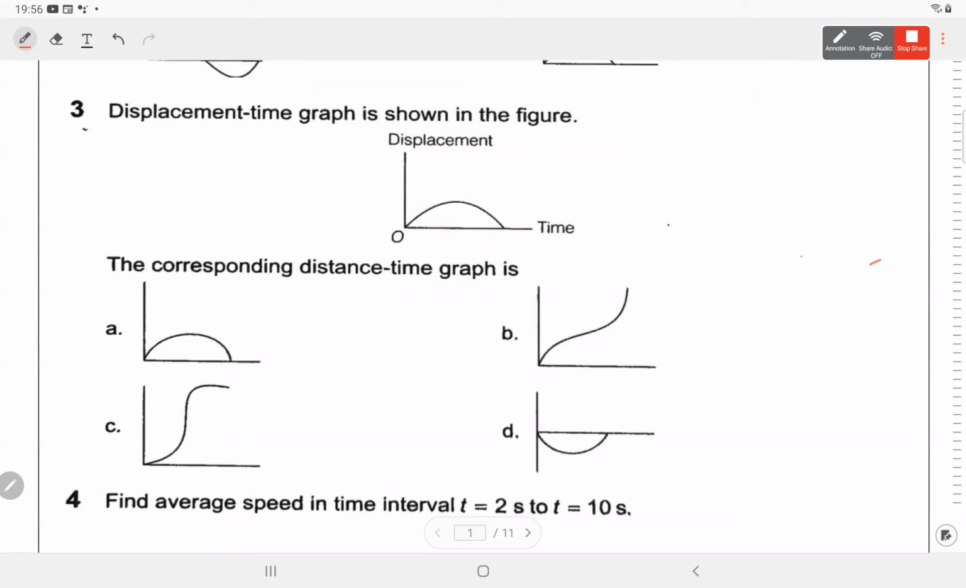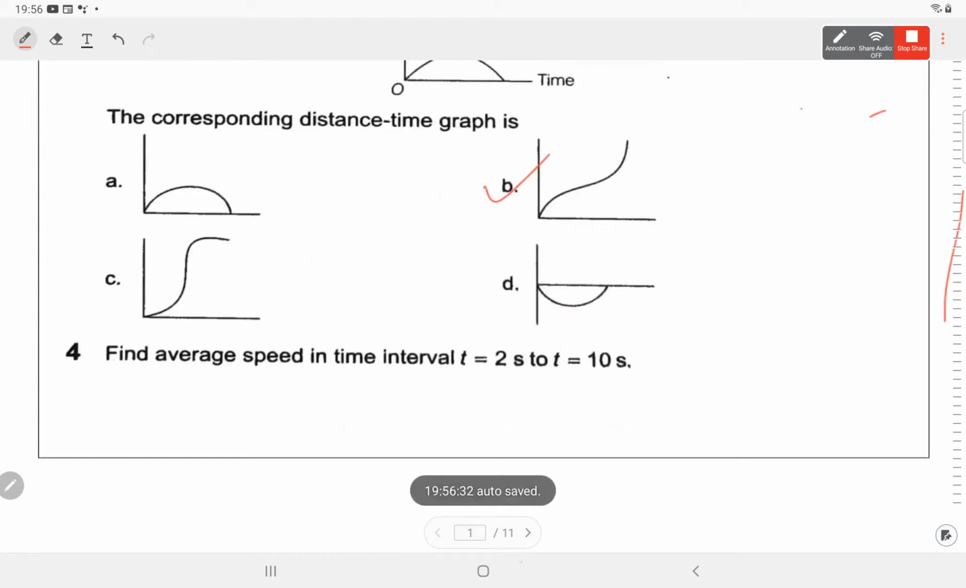Yes. Third, the answer? Yes, sir, B. Obviously A is not possible, D is not possible, leaving C and B. In C, the distance becomes constant again, but if the body is in motion, it cannot be constant, so it will be B only, right?